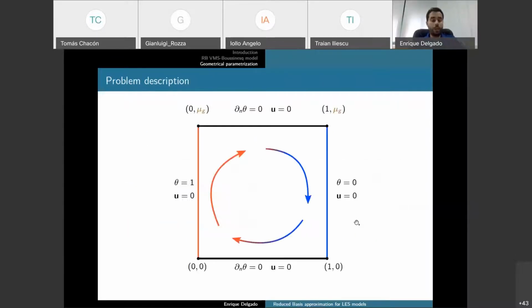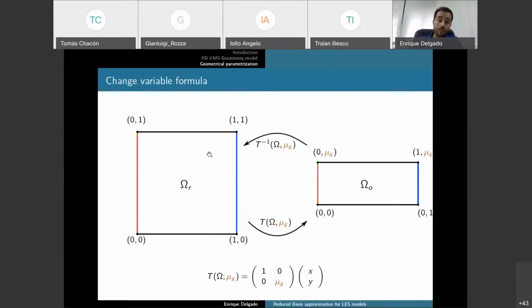So let's go to the last part of the talk. We consider a new problem in which the parameters are not only the Rayleigh number, but also the height of the cavity. In order to treat this problem, we have to map the original domain that depends on the parameter into a reference domain that is parameter independent. We perform it by a change of variable formula in an easy way.